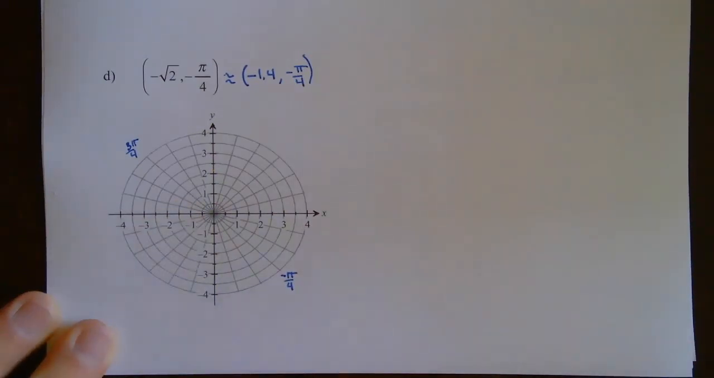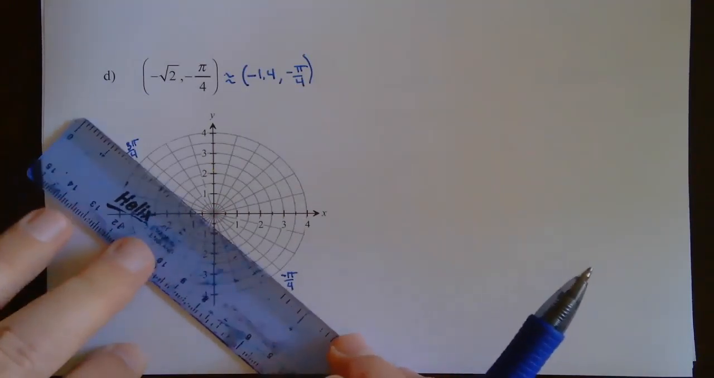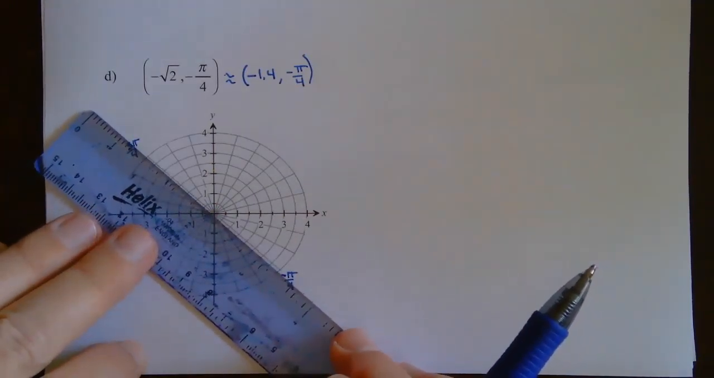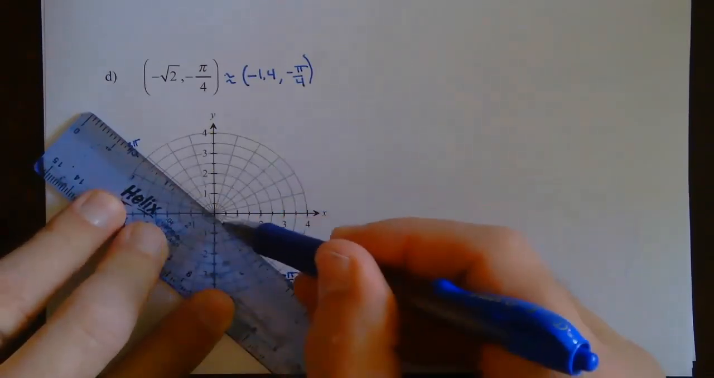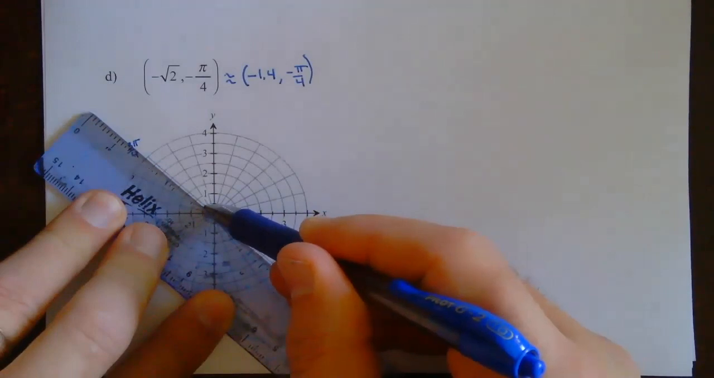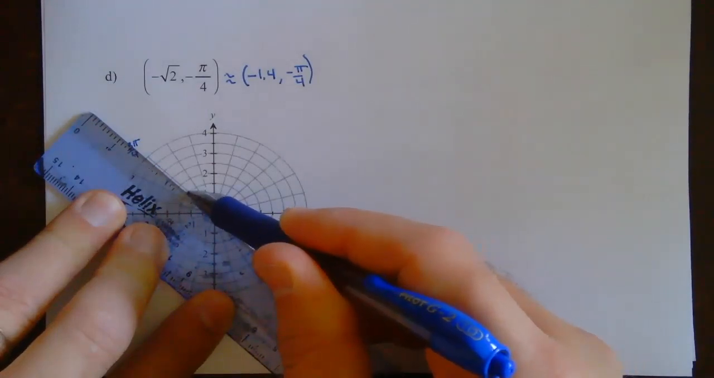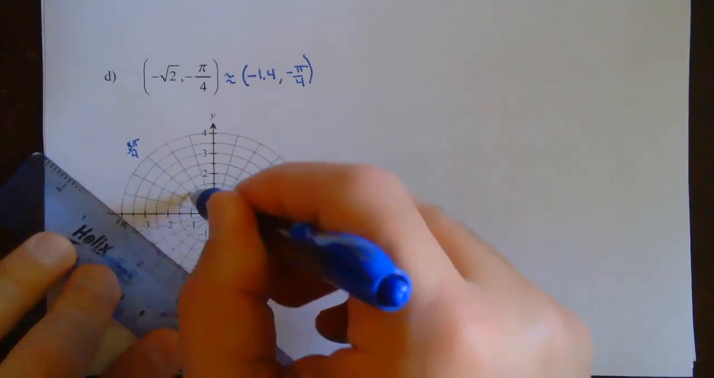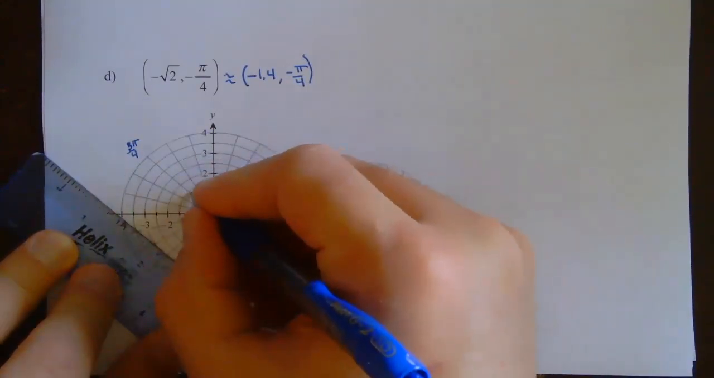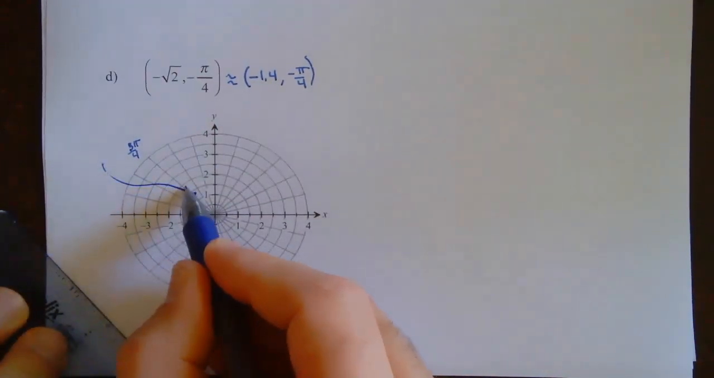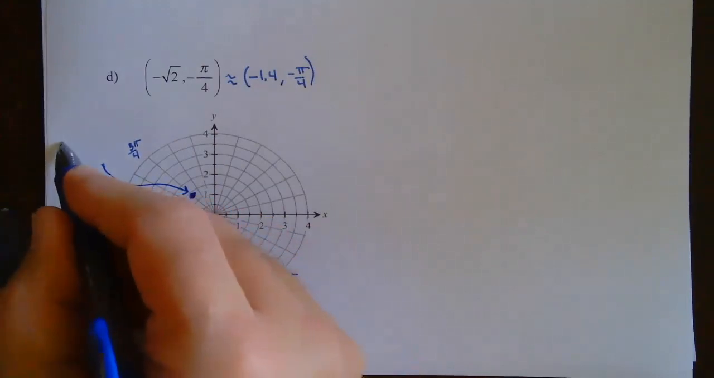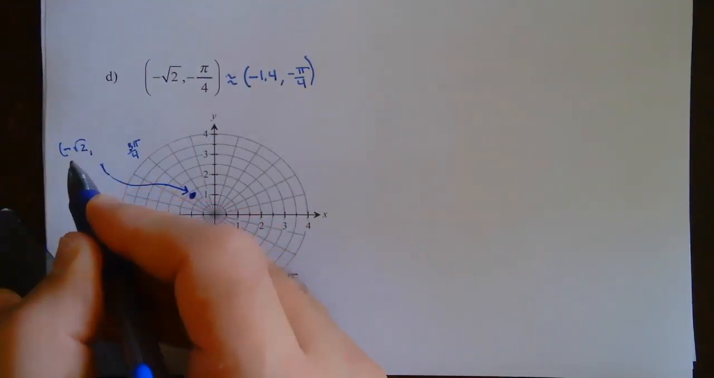Sometimes it's helpful to use a ruler to make sure you're on the same line, because you could be off just a little bit and not realize it. So right here, these are on the same line. This would be angle pi over 4, so you can count easier. This would be 0.5, 1, 1.5, so 1.4 would be right about here. Right about here is the point. That point is negative square root of 2 comma negative pi over 4.